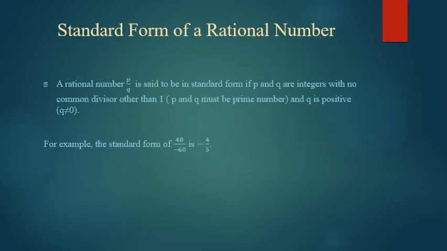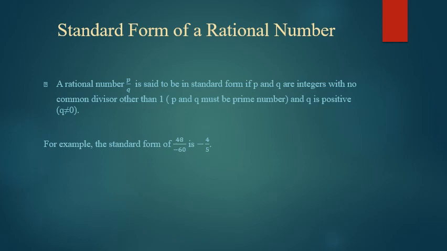Now how can we represent the standard form of a rational number? So what is the standard form of a rational number? Let's define. A rational number is said to be in standard form, that is in the form of p by q, if both p and q are integers and there is no common divisor other than 1. Or we can say that a rational number in the form of p by q is said to be in standard form only if p and q have no common factor and q is never equal to 0. So in standard form, the denominator is never equal to 0.